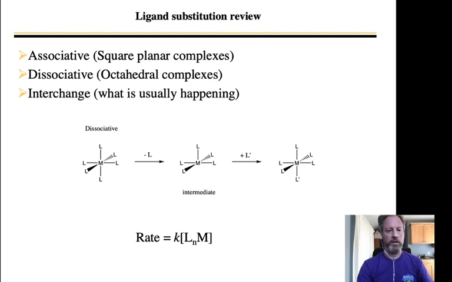The dissociative ligand substitution reaction is usually seen in octahedral complexes. So we lose a ligand to form an intermediate that's square pyramidal, and then we gain the new ligand, which is a faster second step, and we have our new octahedral complex. The rate law shown there is a general rate law for that type of substitution reaction.